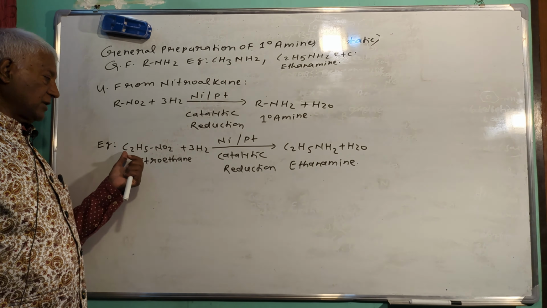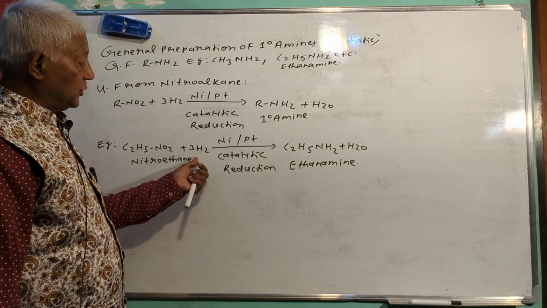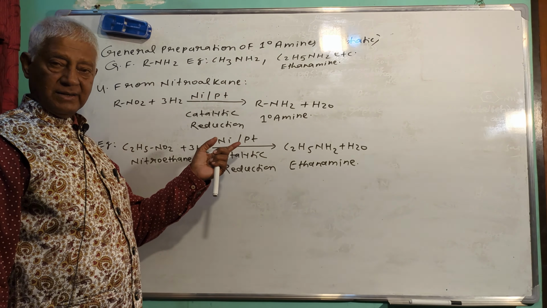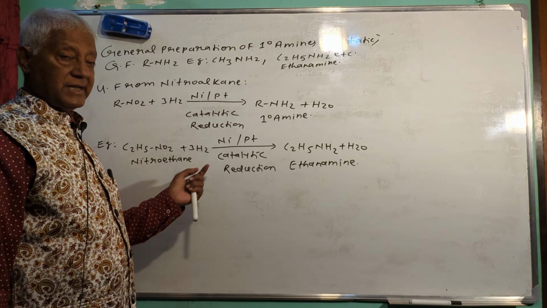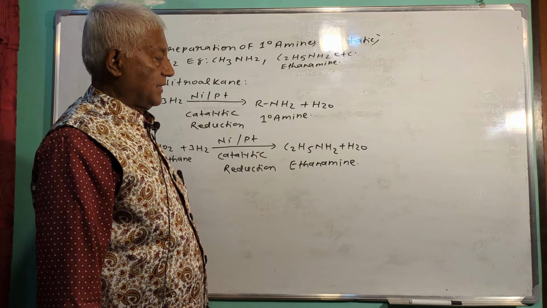One of the best examples is nitroethane, with 2 carbons. When nitroethane is reduced with hydrogen in presence of heated nickel or platinum catalyst, that is catalytic reduction, we get ethanamine plus water.